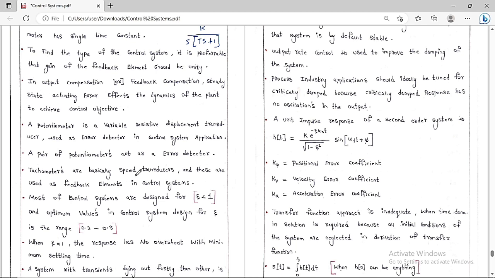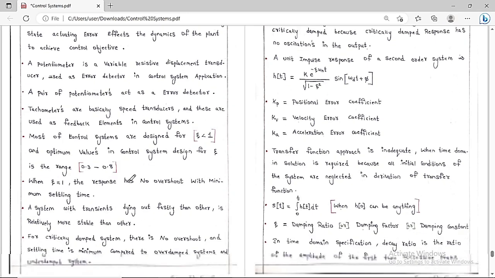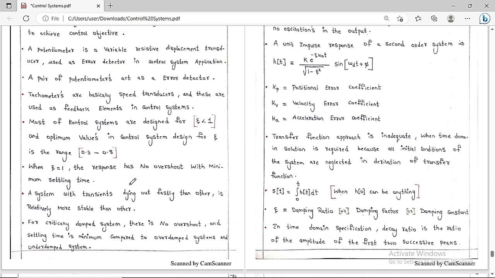The next point is when zeta is equal to 1, the response has no overshoot with minimum settling time. As I already told you, whenever zeta is equal to 1, we say it is a critically damped system.